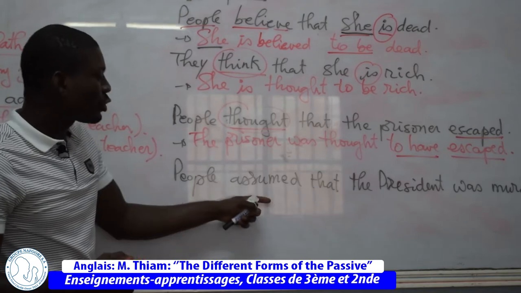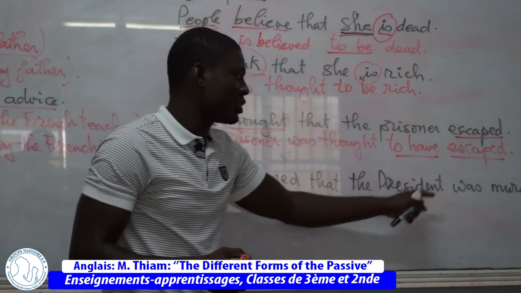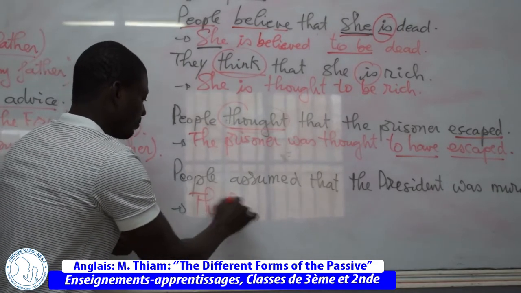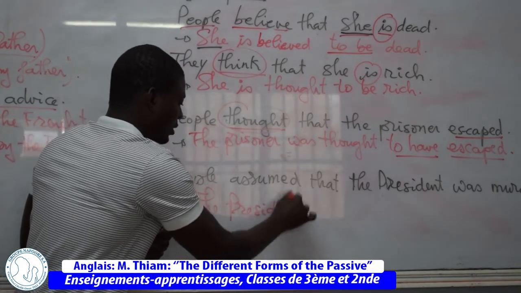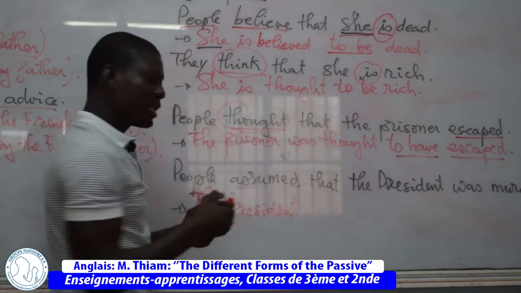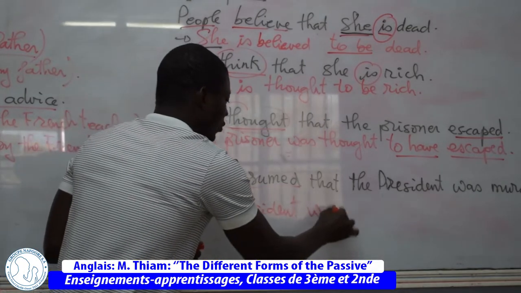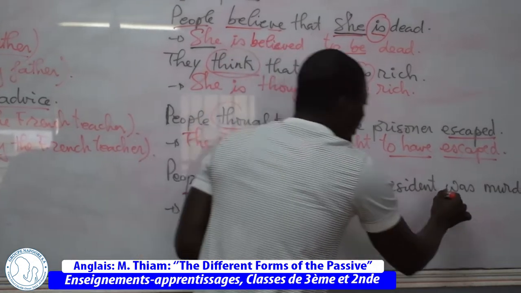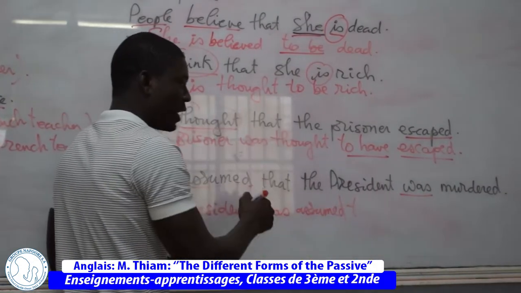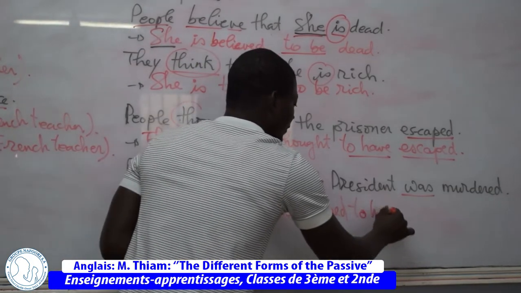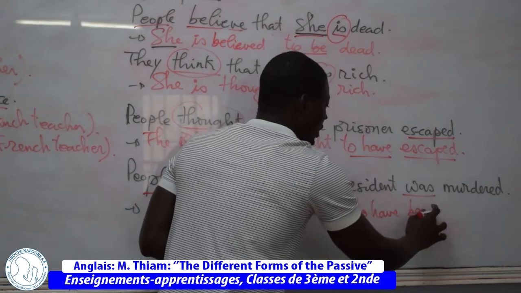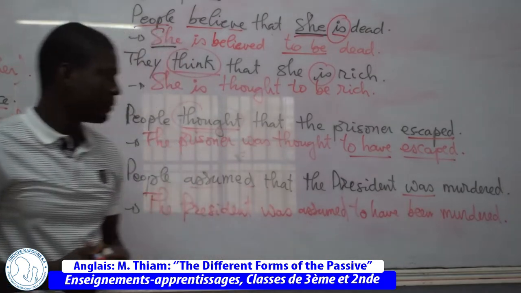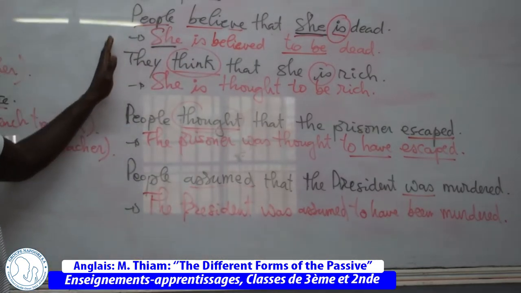Now, next, people assume that the president was murdered. So, the president, okay, assumed is in the simple past, so to be. So we'll have was assumed. Now, here we also have a simple past, so let's apply the rule. To have been murdered. Okay? Now, this is what they call the impersonal passive.